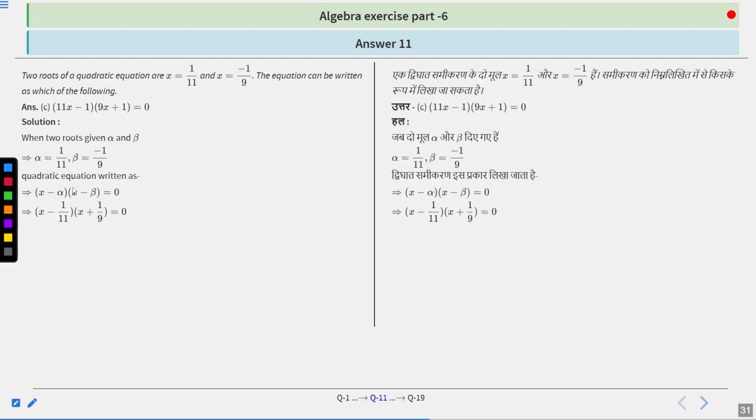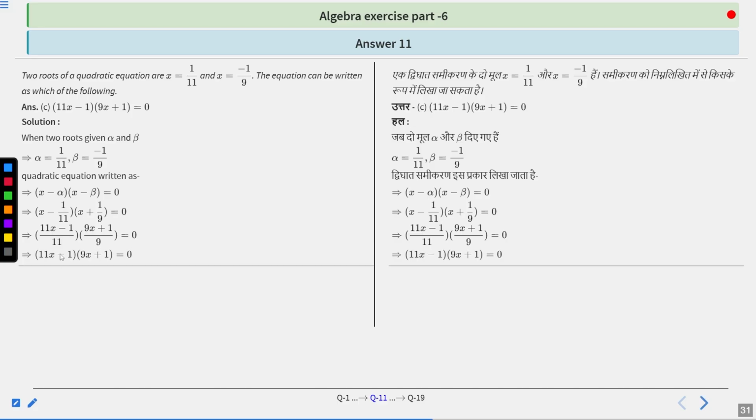So x minus alpha is x minus 1 upon 11 into x minus beta. Beta is minus 1 upon 9. So minus into minus becomes plus. That is x plus 1 upon 9 equal to 0. x minus 1 upon 11 can be written as 11x minus 1 upon 11. And x plus 1 upon 9 can be written as 9x plus 1 upon 9 equal to 0. So we have 11x minus 1 into 9x plus 1 equal to 0 as the equation. So option number C is the correct answer.